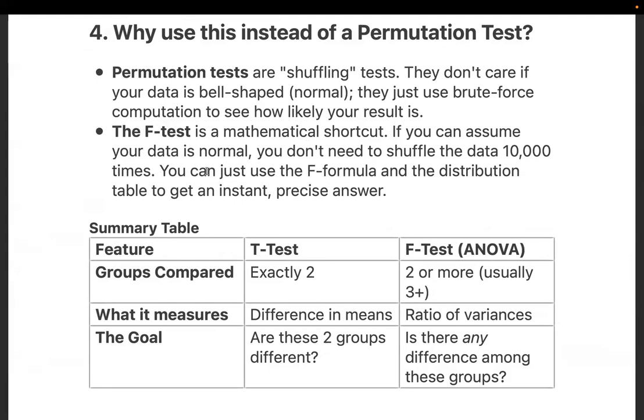And you can assume that your data is normal. So the assumption is that the data should be normal. And you don't need to reshuffle the data 10,000 times or whatever. You don't have to shuffle the data and then compute the difference every time. You can just use the F formula and the distribution table to get an instant, precise answer.